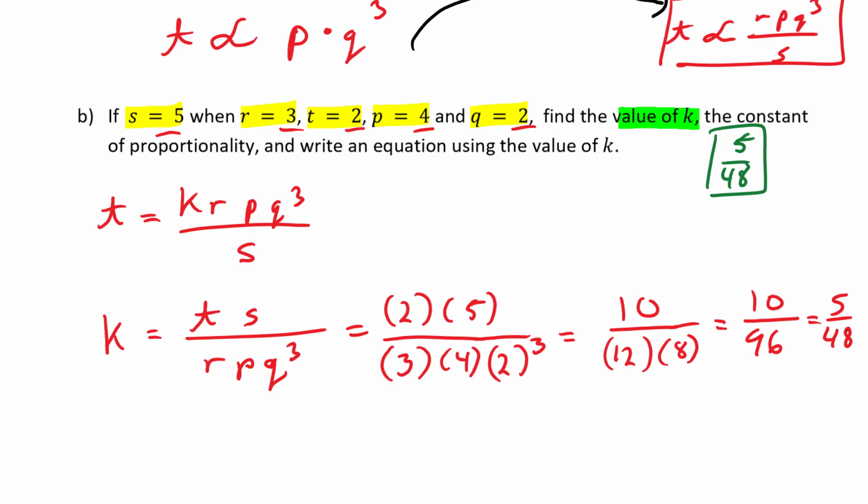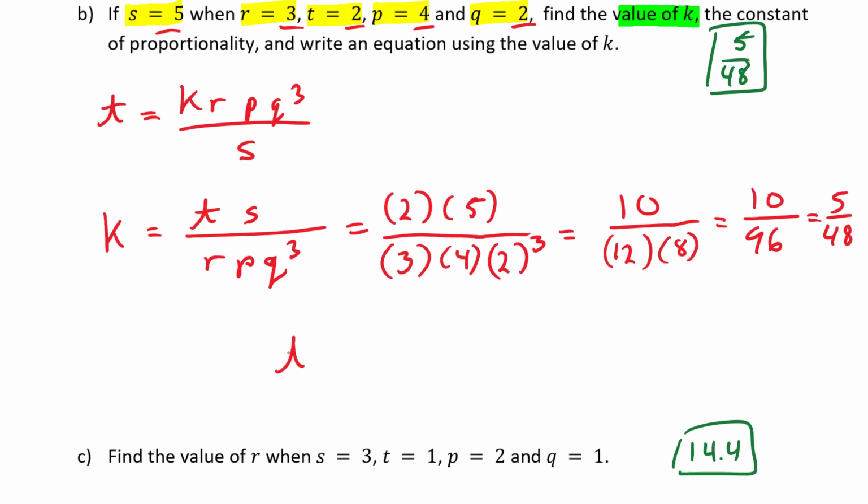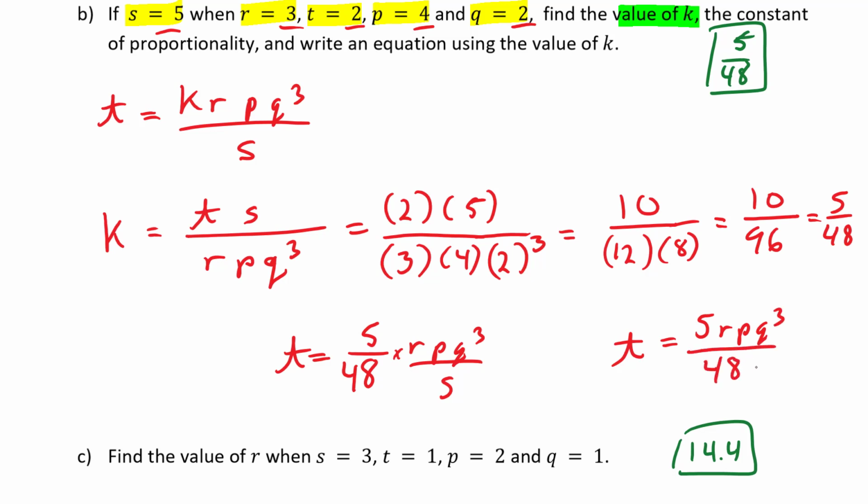So I can build an equation here. T is equal to, I can write this 5 over 48 times R P Q cubed over S, or I can write that simply as 5 times R times P times Q cubed divided by 48S. Here is a formula that relates all those variables together, and I know my constant of proportionality. It's 5 over 48.